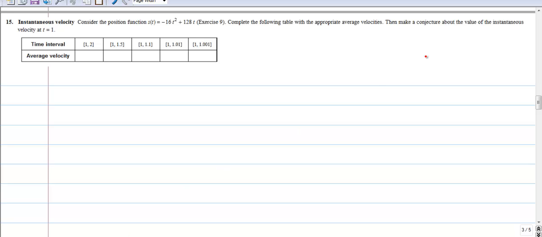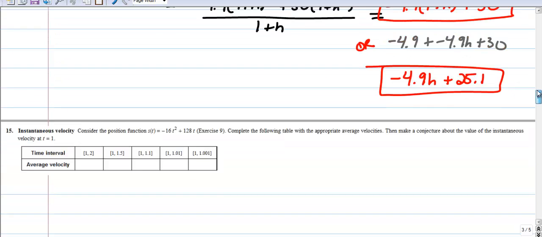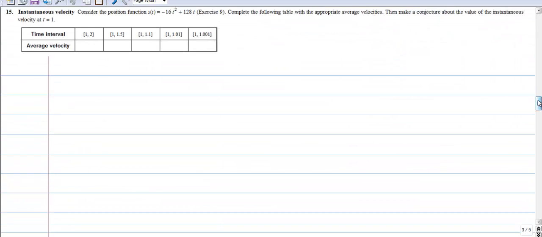Okay, let's do some more of these 2.1 problems. I think this is where I wanted to start. Let's check. Yep. So this is number 15. And by the way, I'm pulling these problems from your textbook.